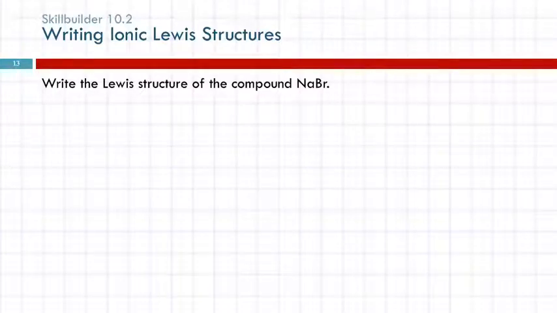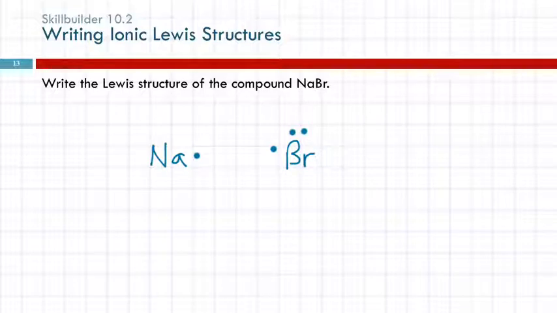Let's write the Lewis structure for the compound sodium bromide. I'll start with sodium. How many valence electrons does sodium have? 1. And then let's look at bromine. How many valence electrons? 7. It's in group 7.